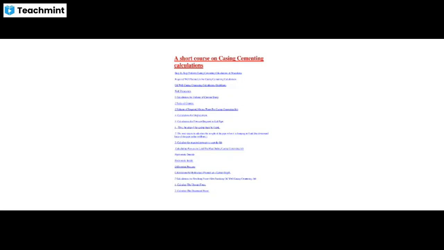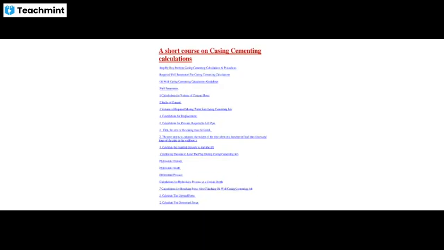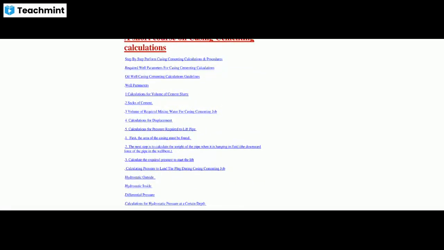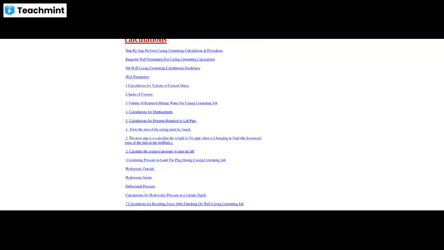So you can see here in the slide a short course on casing cementing calculation. Here, what are the step-by-step procedures in the casing cementing calculation, the well parameters, calculation for volume of cement slurry, then sacks of cement, volume of required mixing water for the casing cementing job. So this is your short course content.